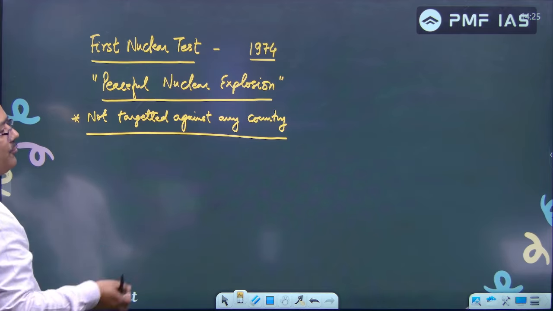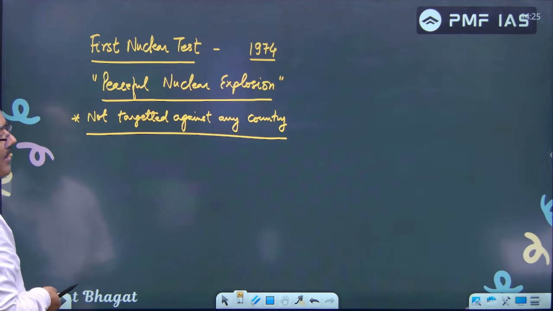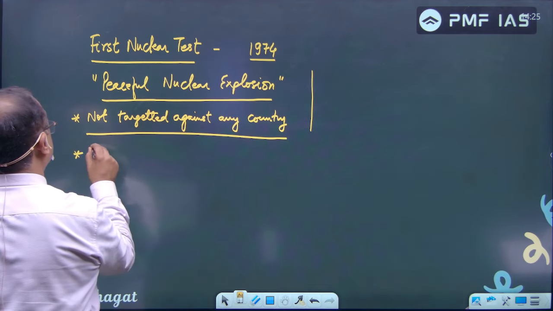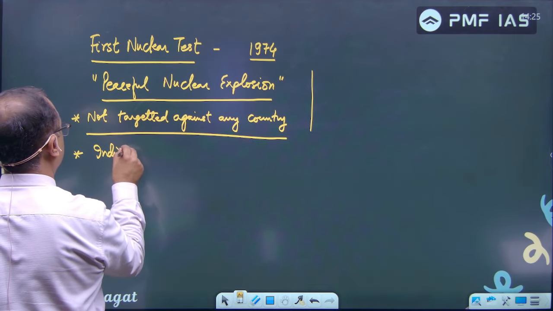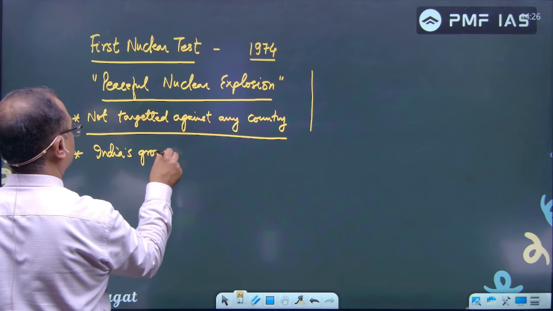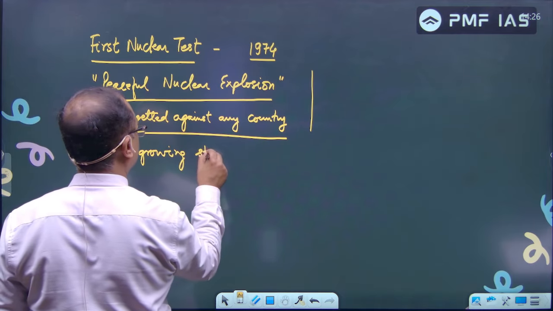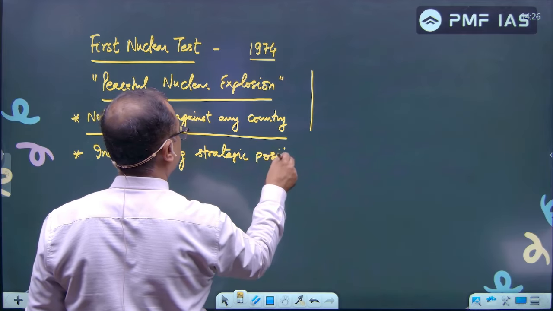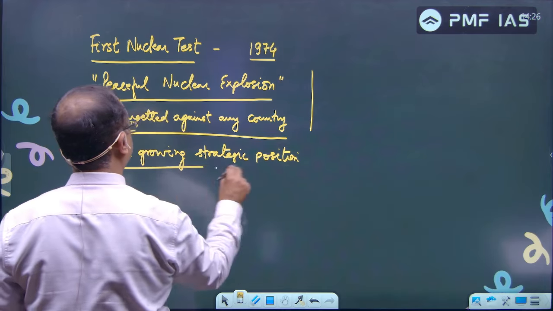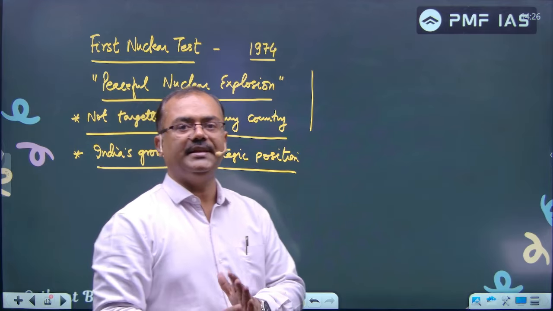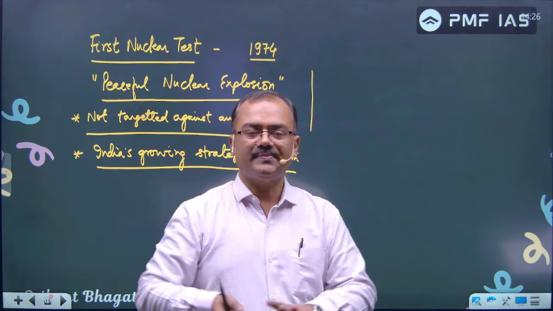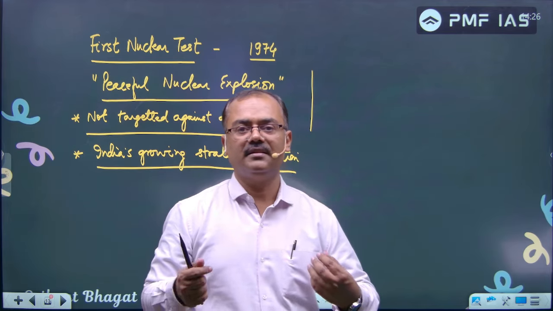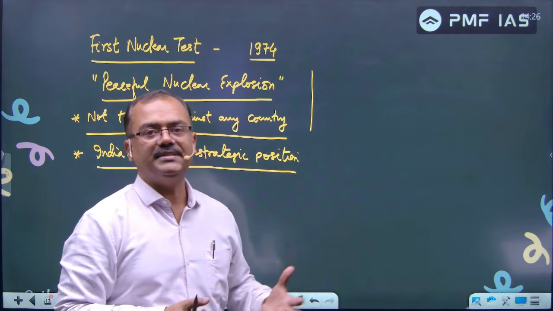From the back channels, support from Russia was there, and India showed the world India's growing strategic position. India showed the world that they have nuclear capabilities. This message went to the world that India has nuclear capabilities, meaning India can come forward with nuclear weapons anytime.